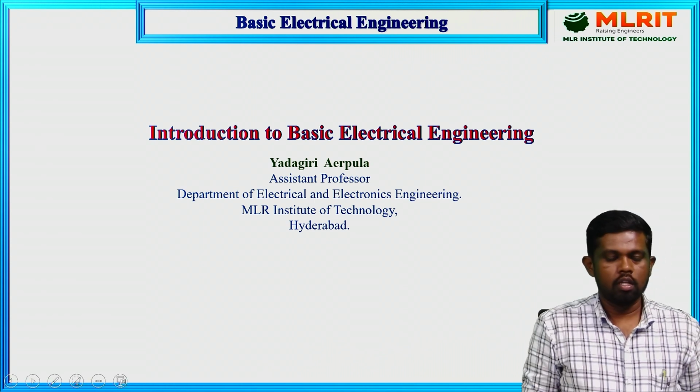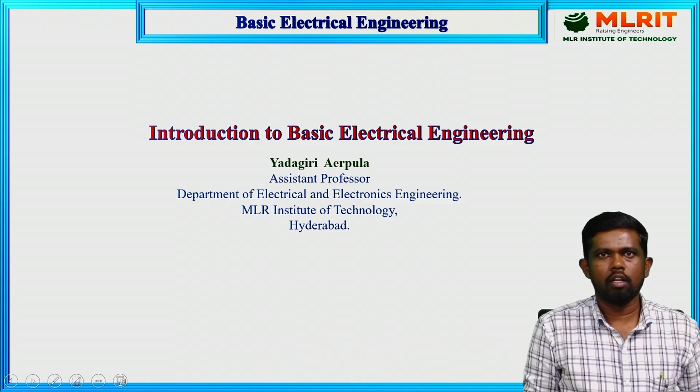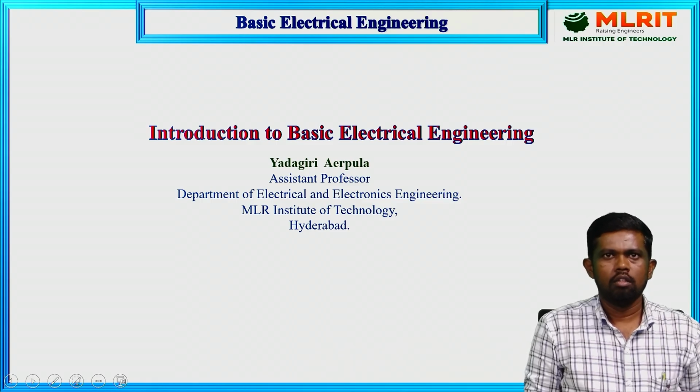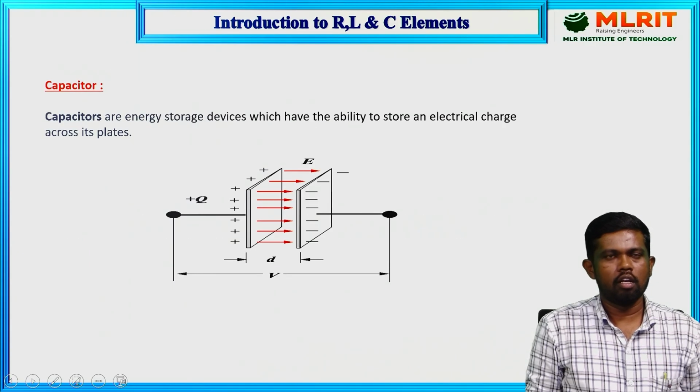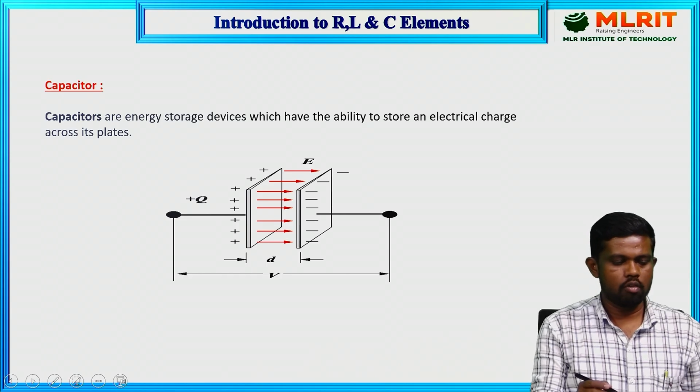In our last session, we discussed the types of elements. In that, we have already completed the resistor and the inductor. Now the remaining element in the types of elements in an electrical circuit is the capacitor, so we need to discuss the capacitor right now.